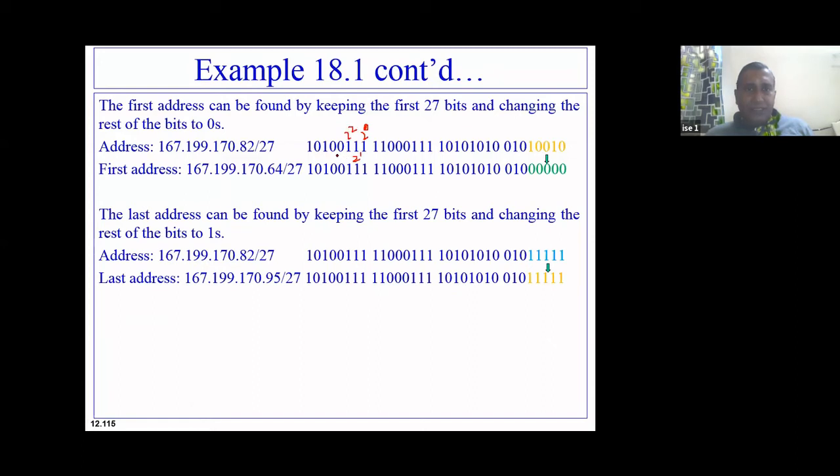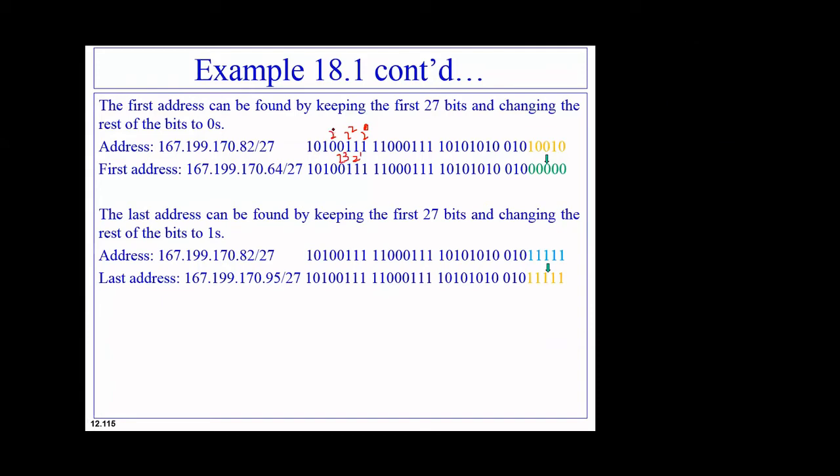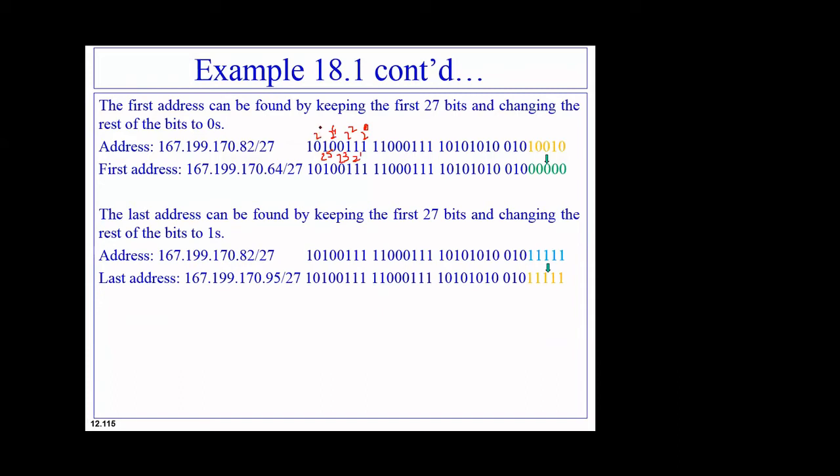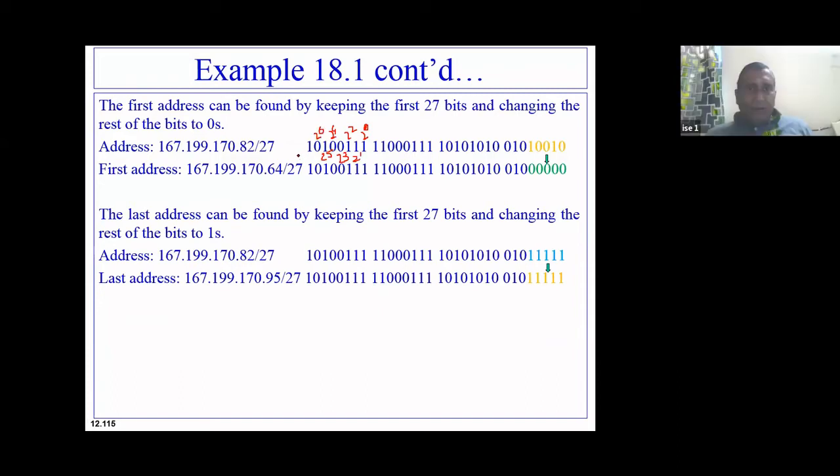You got the idea? This is 2 to the power 3. 2 to the power 5. 2 to the power 6. And 2 to the power 7. So 2 to the power 7 means this becomes 128.